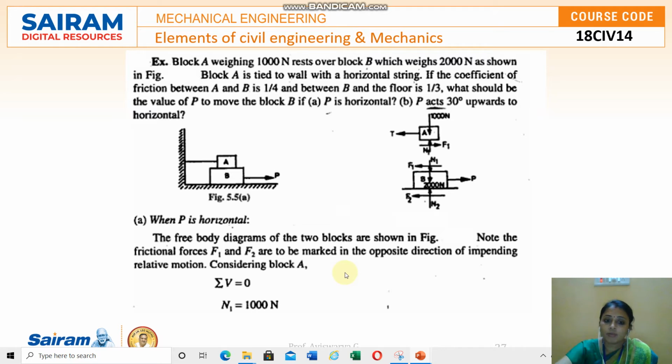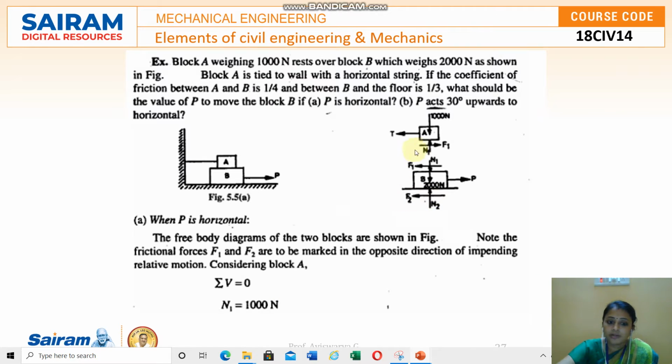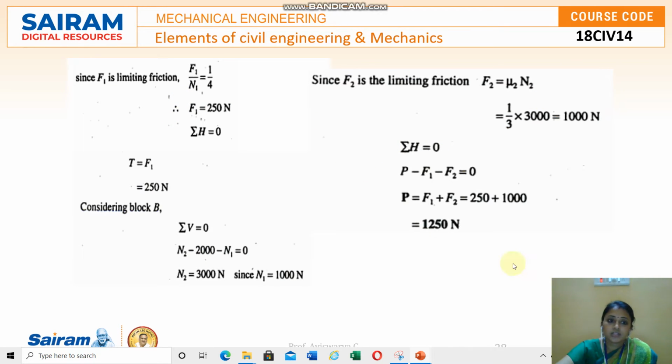The free body diagrams of the blocks are shown in the figure. Note that the frictional forces F1 and F2 are to be marked in the direction opposite to the impending relative motion. Wherever the motion is, the frictional force will be on the opposite side. So N1 is 1000 Newton, directly opposite to the weight acting. Since F1 is a limiting friction, F1 by N1 is equal to mu, and mu is 1/4. We know N1, so substitute it and you will get F1 equal to 250 Newton.